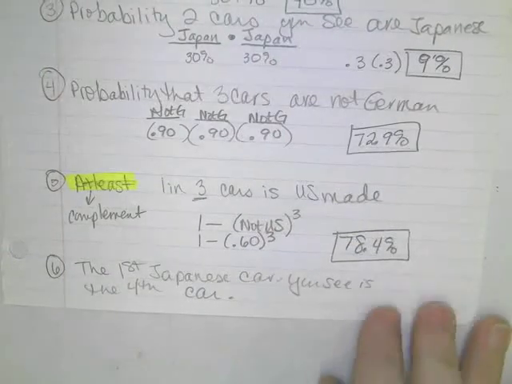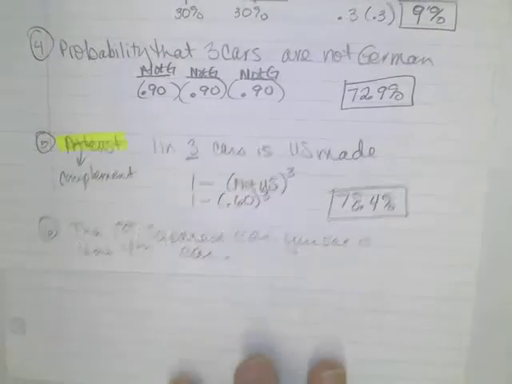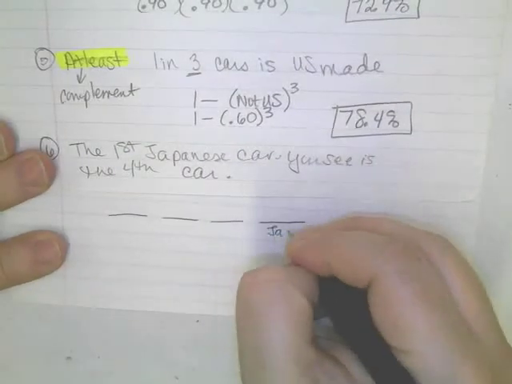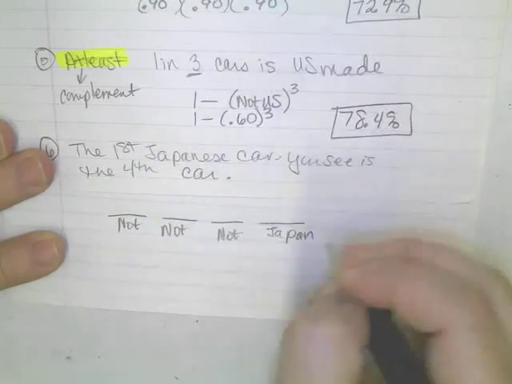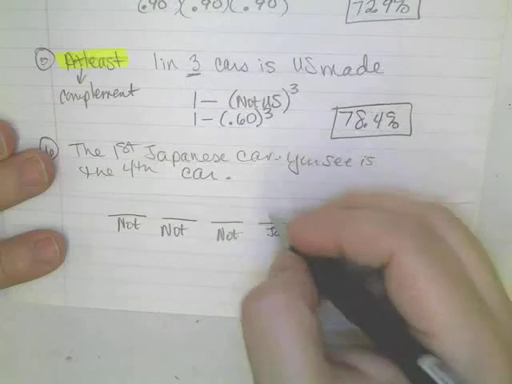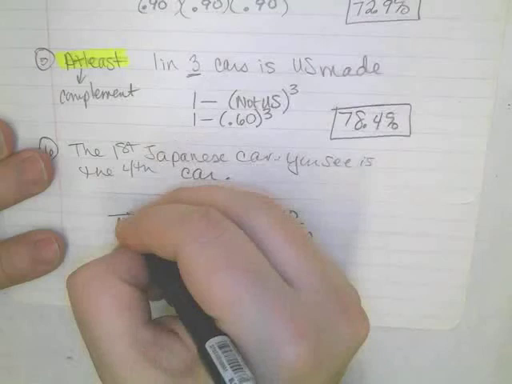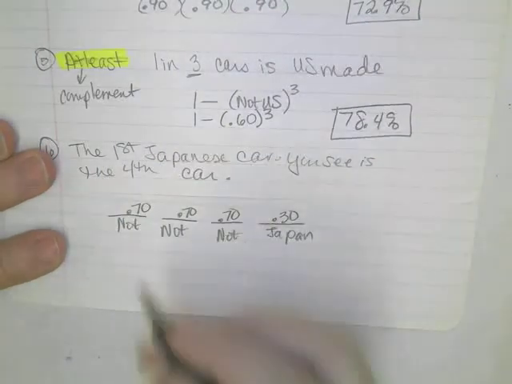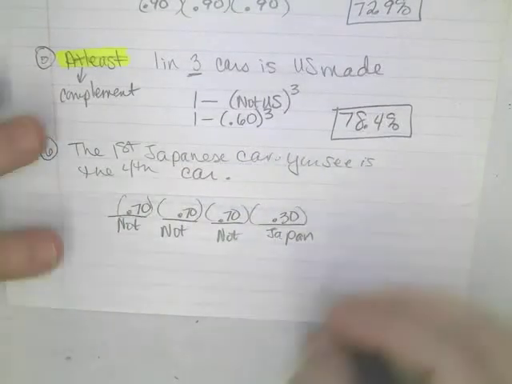All right, last one. So I see 4 cars, and the first time I see a Japanese car is on the 4th car. Okay? So I'm going to make 4 blanks. So this is a Japanese, this is the not. So the 4th car is Japanese, so the 4th car is 30%. The rest are not, so it's 70%. Well, I want this, and this, and this, and this. So since I want all of them, I'm multiplying them. And when you multiply those, it's 10.3%.